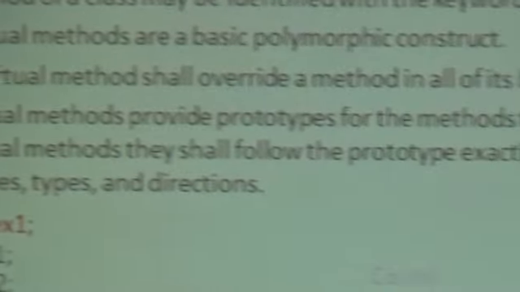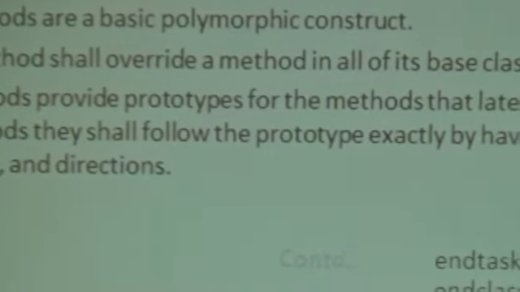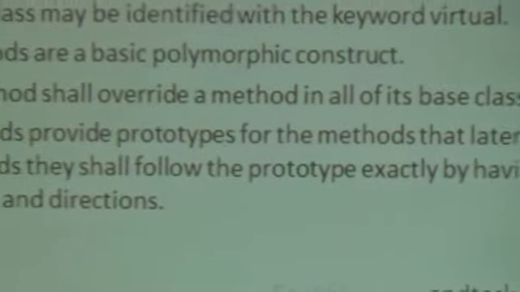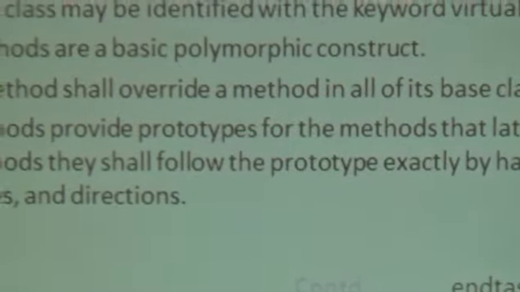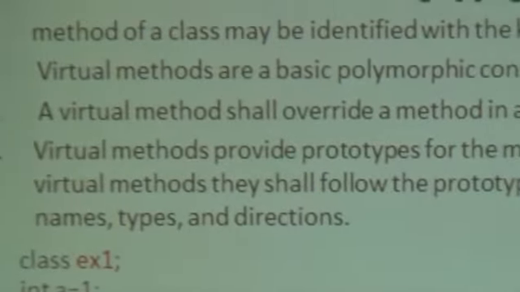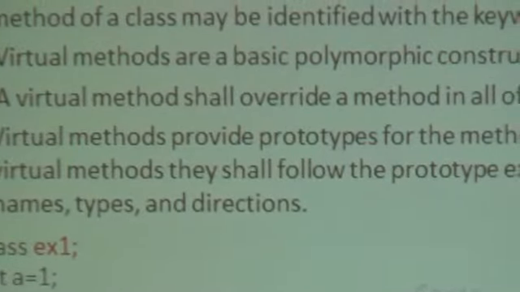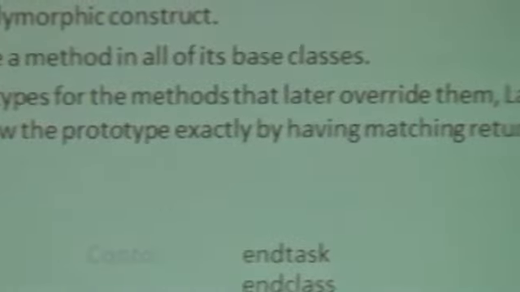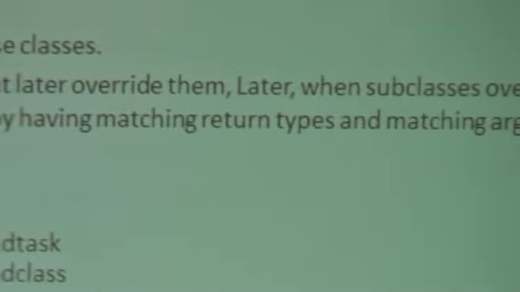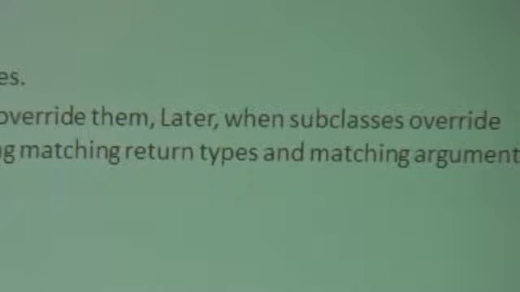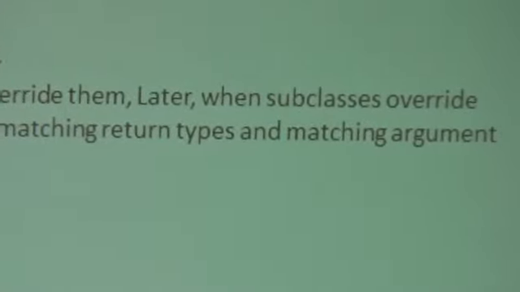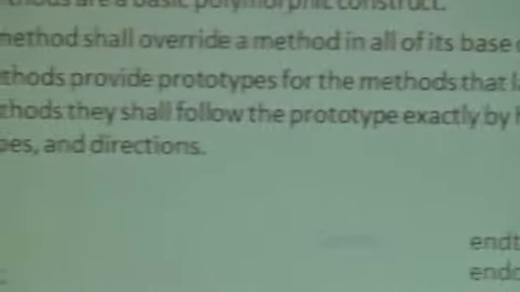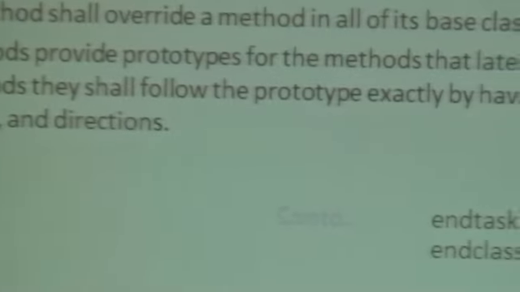A virtual method shall override a method in all of its base classes. That means in the superclass we define the virtual method with virtual, and later in derived classes we override that virtual method with their own class method. A virtual method provides the prototypes for methods that later override them, since they just act as prototypes and allow themselves to be overridden by the methods in derived classes. Virtual methods shall follow the prototype exactly.